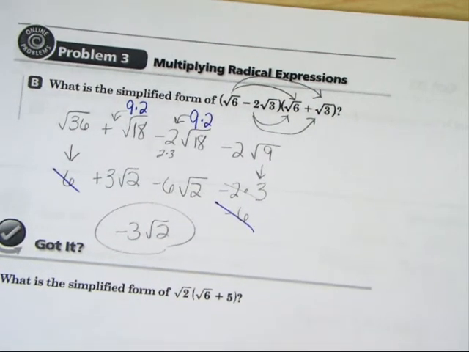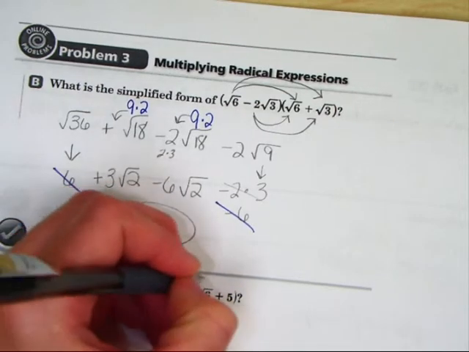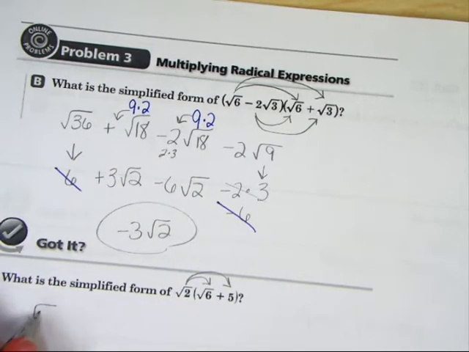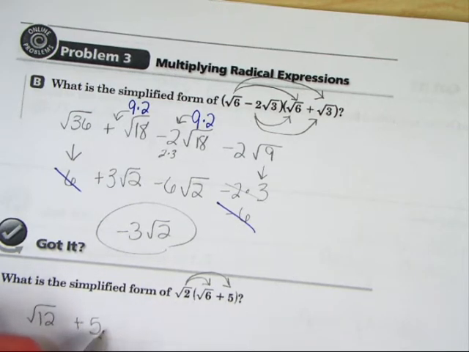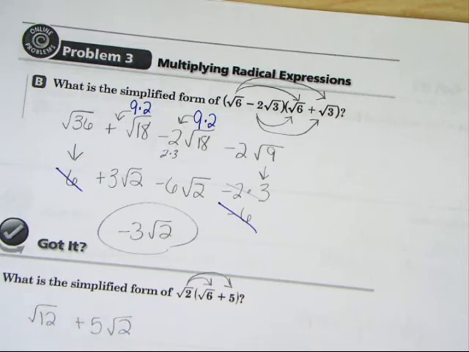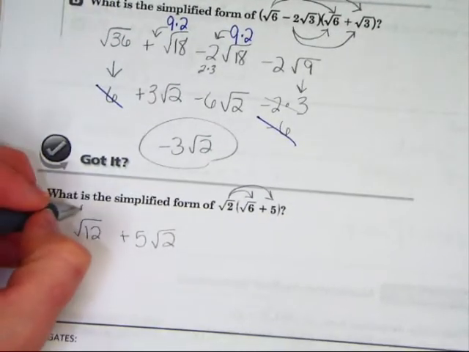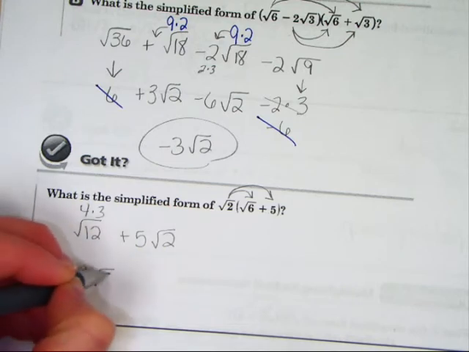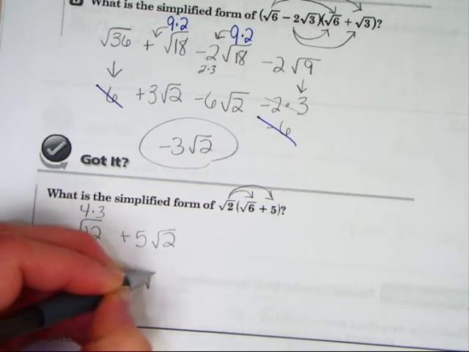Let's try the got it. Distribute in. 2 times 6 is the square root of 12. Now the 5's on the outside, so I'll just do plus 5 square roots of 2. Remember that the square root of 12 is really 4 and 3. So that turns out to be 2 square roots of 3 plus 5 square roots of 2.